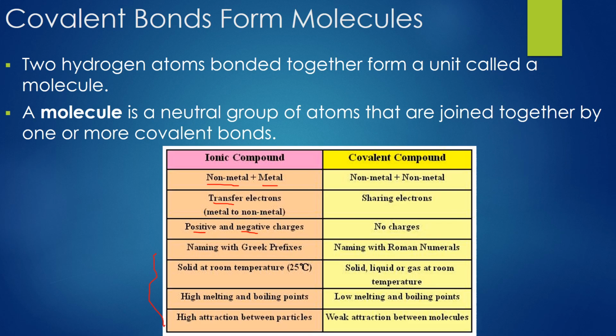Covalent bonds are different. Covalent bonds are between nonmetals and nonmetals only. That's why they're called molecular formulas, because they're all molecules. They share, and there are no charges involved. And we will talk, like I said, about all this naming and fun stuff after Christmas. We're just going to focus on how the bonds form for now.